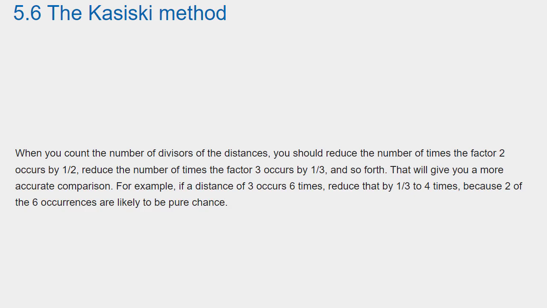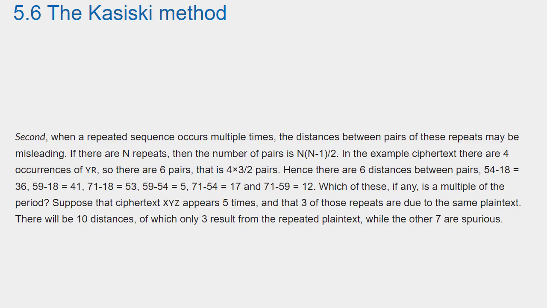For example, if a distance of 3 occurs 6 times, reduce that by 1/3 to 4 times, because 2 of the 6 occurrences are likely to be pure chance. Second, when a repeated sequence occurs multiple times, the distances between pairs of these repeats may be misleading. If there are n repeats, then the number of pairs is n(n-1)/2. In the example ciphertext, there are 4 occurrences of YR, so there are 6 pairs, that is 4 times 3 over 2 pairs. Hence there are 6 distances between pairs.